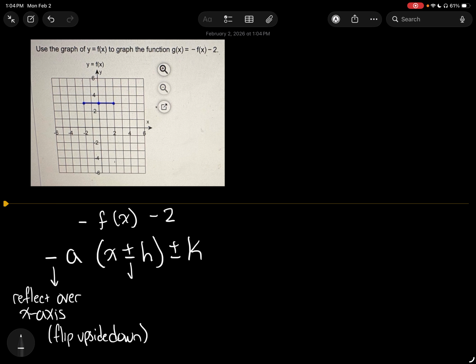With the plus or minus h, so a plus or minus on the inside is how I usually say it. Minus means shift to the right, and then plus means shift to the left. With the plus or minus on the outside of your parentheses or your outside of your graph, that means shift your graph for plus. Minus is shift your graph.